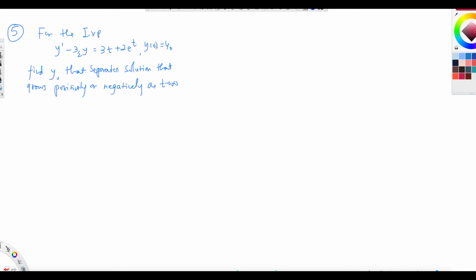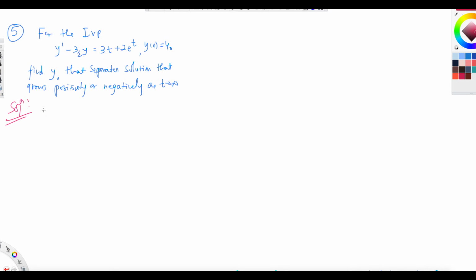Where y(0) is y sub 0, you need to find that value of y sub 0, the separate solution that grows positively or negatively as t tends to infinity. It didn't ask you to draw the direction field, so what I'm going to do is solve it.